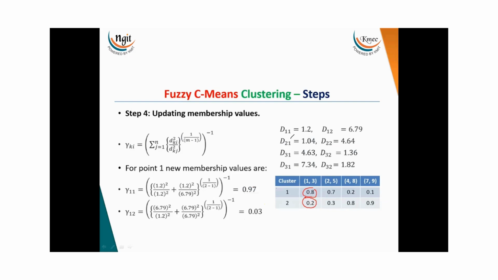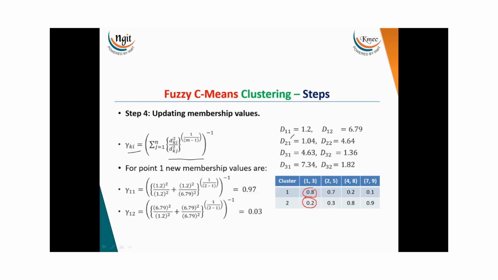To update the membership value, or to get the proper probability of every data point belonging to a particular cluster, I have to use this formula. So the formula is mu_ik equal to summation of j equal to 1 to n, where n is the number of clusters here. Now d_ik square divided by d_kj square.